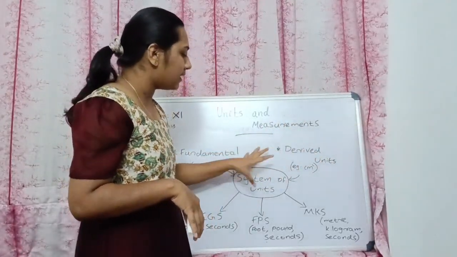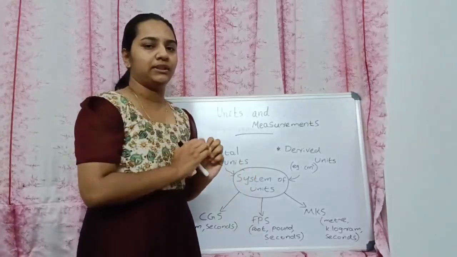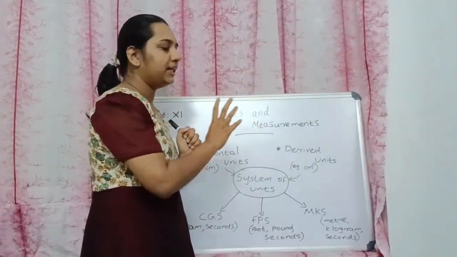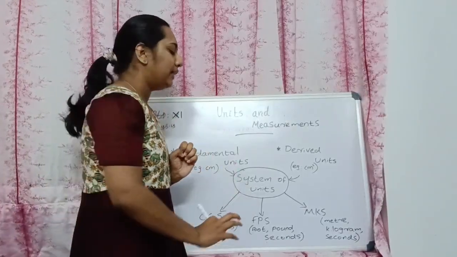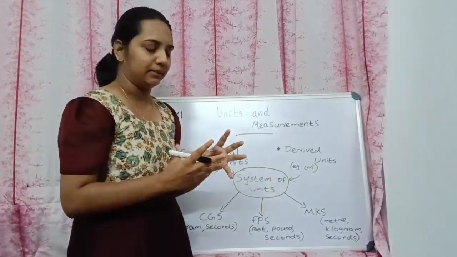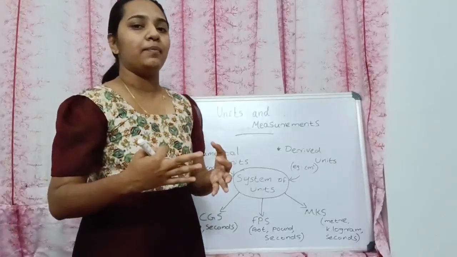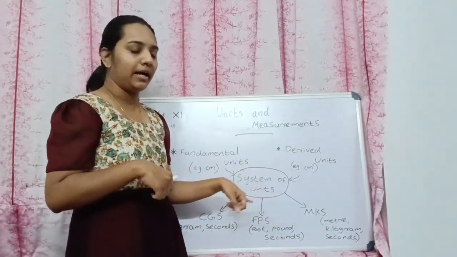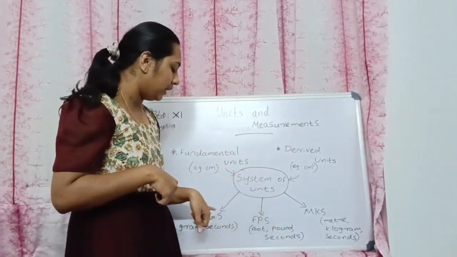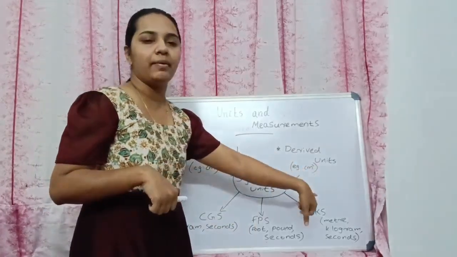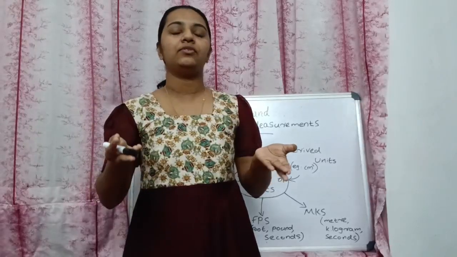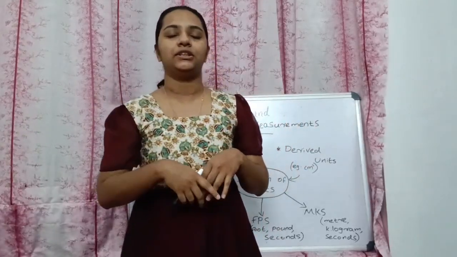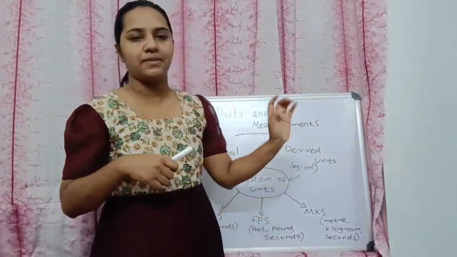Then the set of both fundamental and derived units is known as a system of units. They constitute a system. Okay, there are three types of systems, right? The three types are CGS system, FPS system and MKS system. The scientists in different countries used different types of systems. The three main types are given here.